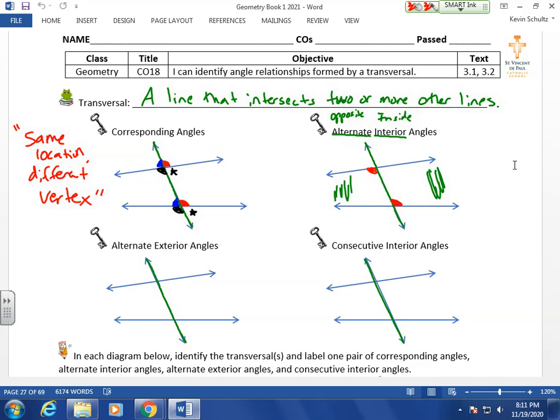The other pair of alternate interior angles, there are only two pairs here, because there are only two angles at each vertex that are inside the lines, would be the angles in black. That would be our second pair of alternate interior angles.